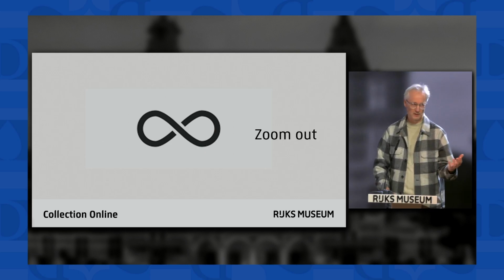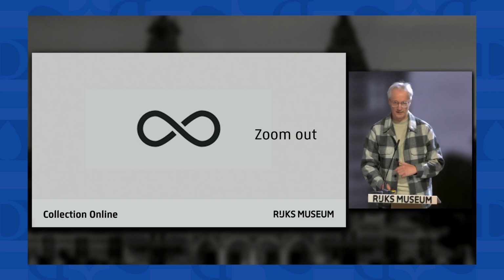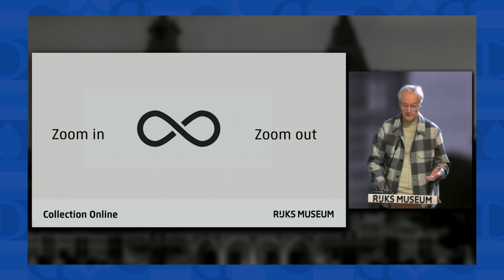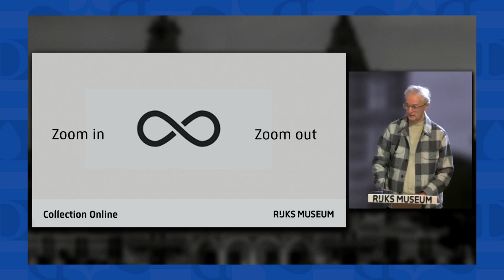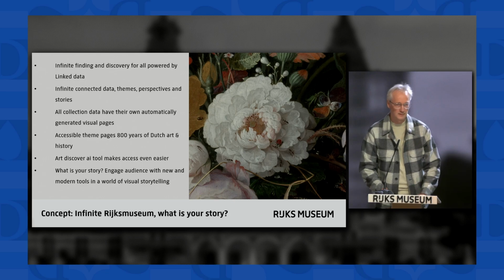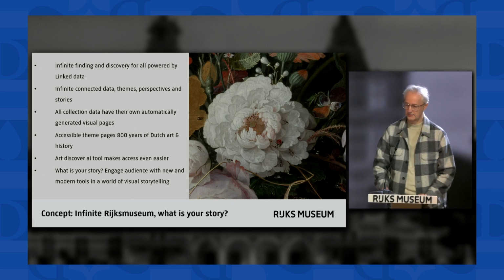Collection online is about zooming out, giving new perspectives, data. Yeah, that's what we're doing now. But also, you can still zoom in. So it is an infinite zoom in, zoom out. And that's also the concept of the new collection online. It's infinite Rijksmuseum, we call it. What is your story? So it's infinite finding and discovery for all, powered by linked data with, we think, an innovative search tool.